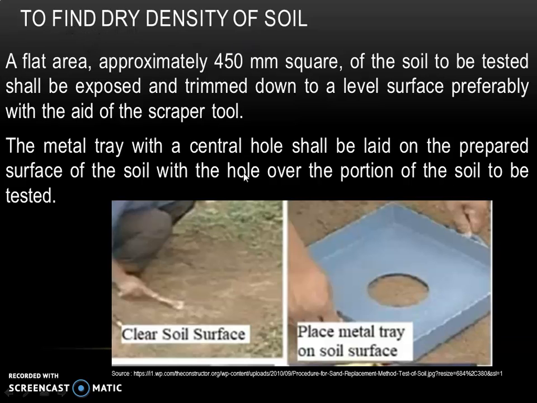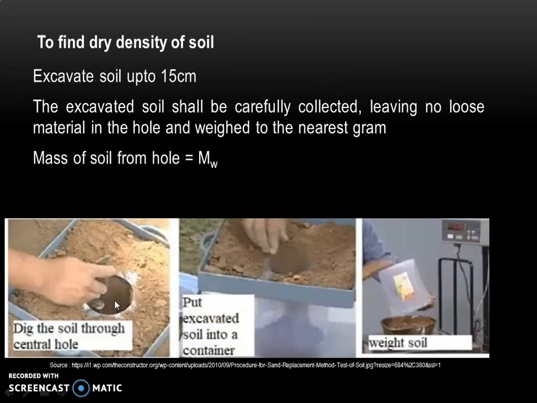Next, we need to find dry density of the soil. A flat area approximately of 450 mm square of the soil to be tested is exposed and it is trimmed down to a level surface with the help of scraper tool. The metal tray which is having hole at the center is placed on the prepared surface of the soil with the hole over the portion of the soil to be tested. After that, soil is excavated up to 15 centimeter and the excavated soil is collected in this metal tray and its mass is noted down.